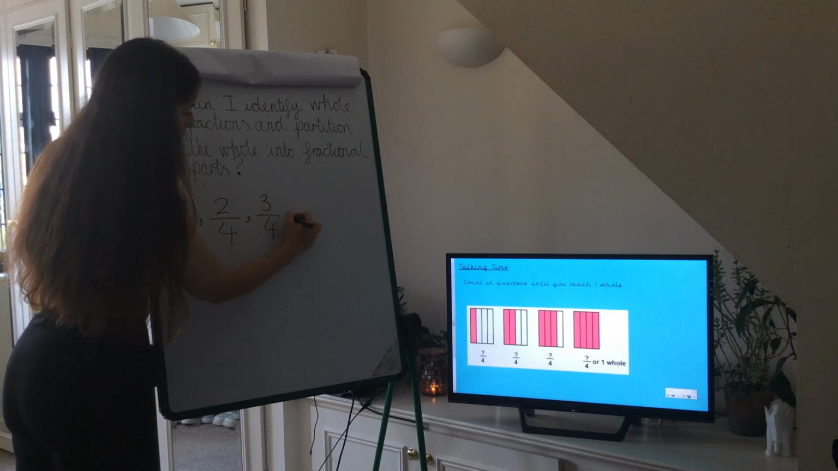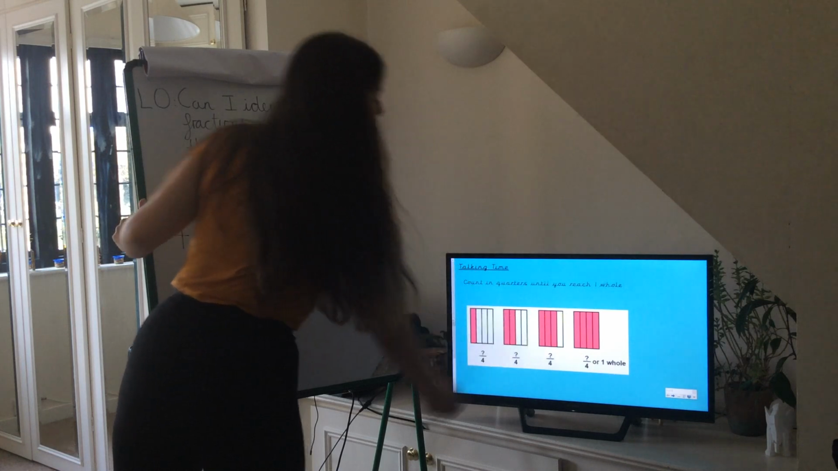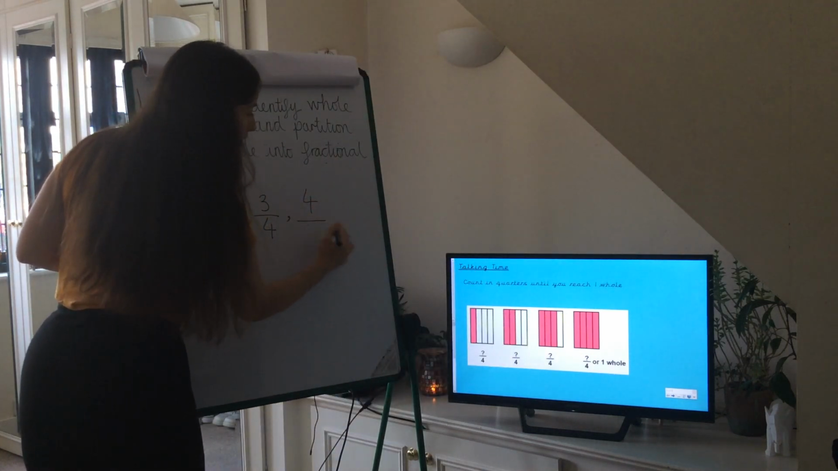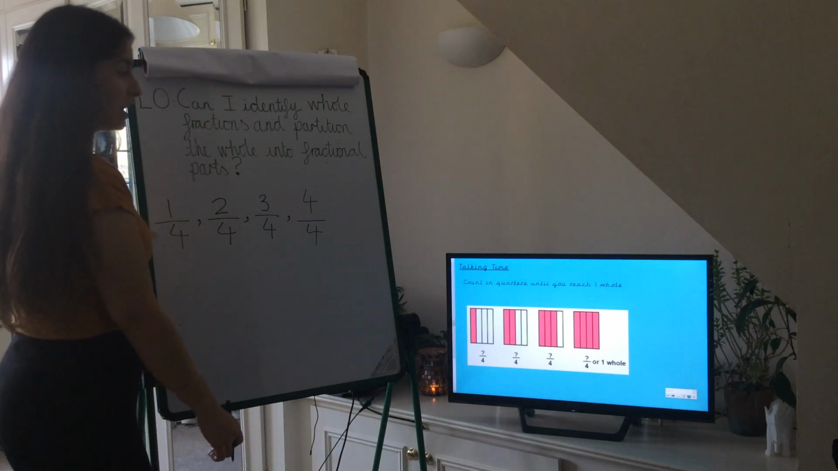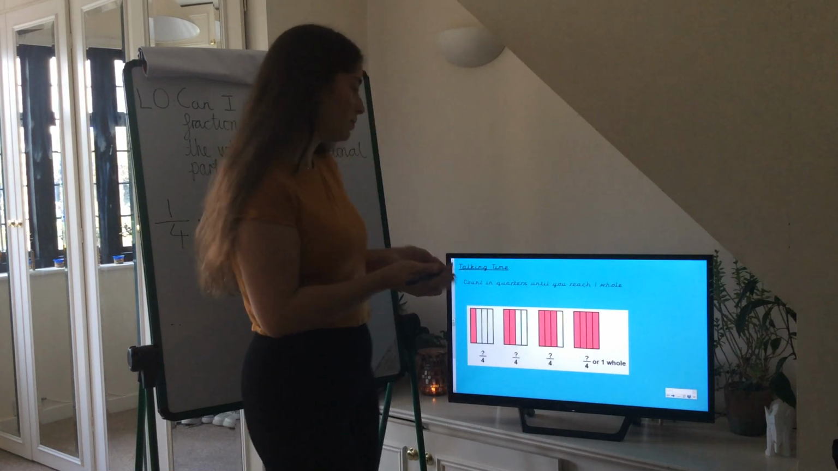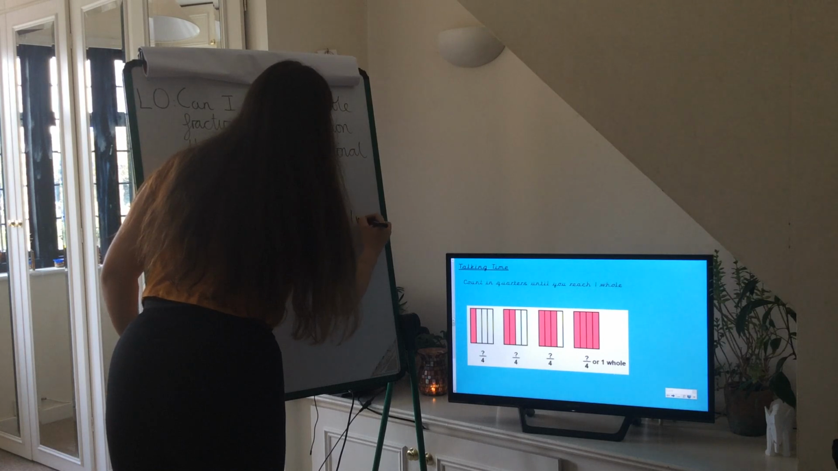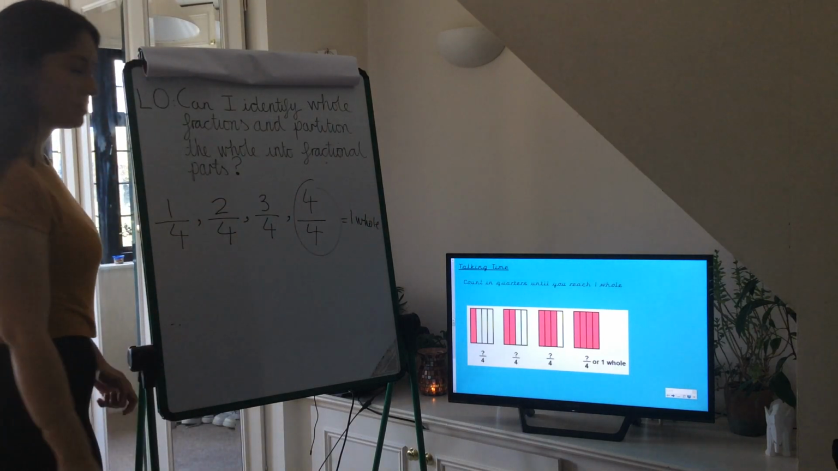3 quarters. And the last one, as you can see, all 4 parts are shaded. So the numerator is going to be 4, and my whole is still made up of 4 equal parts. So 4 quarters. As you can see, when 4 quarters of the shape is shaded, the whole shape is shaded. So 4 quarters is also equal to 1 whole. What do you notice about this fraction that represents a whole?